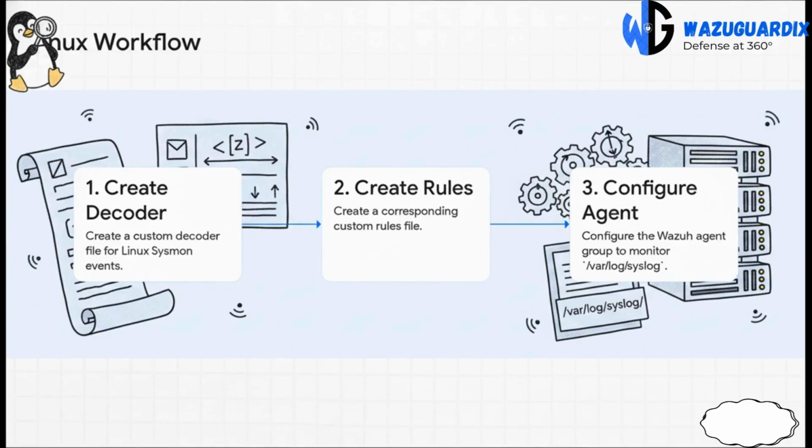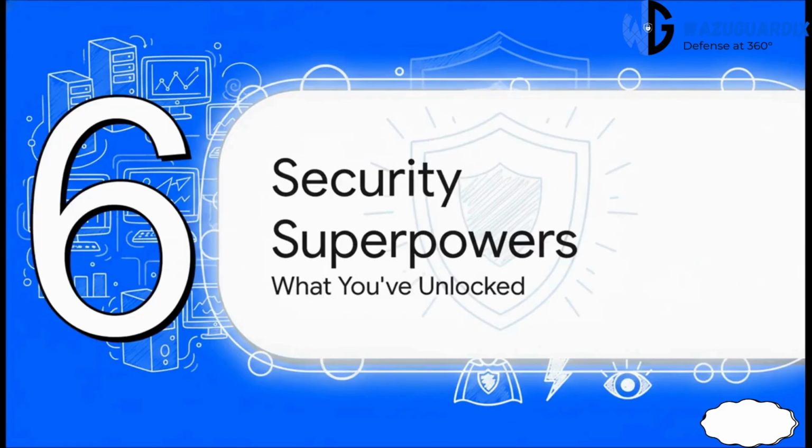So let's put it all together. The complete workflow for Linux looks like this. First, you have to create that custom decoder file to do the translation. Second, you create custom rules that specifically look for the fields your new decoder is creating. And third, you tell the Linux agent group to actually watch the /var/log/syslog file where Sysmon is writing all this data.